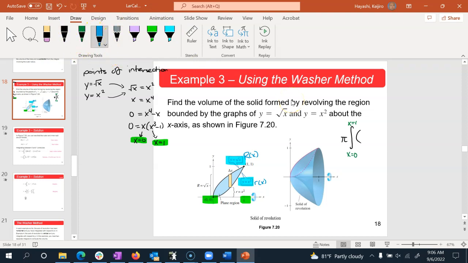So big R is the square root of x, and that's going to get squared. And then you're going to subtract little r squared. And the integral is going to be dx, because you're perpendicular to your axis of rotation, your slices are sort of going this way. And then at this point you can just simplify. It's all going to be power rule once you simplify it.